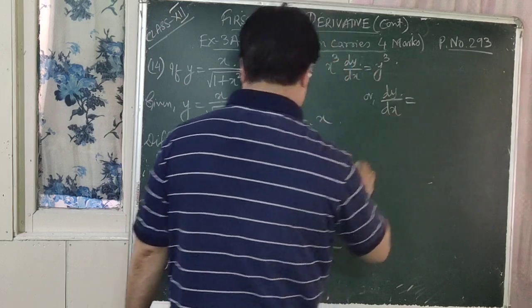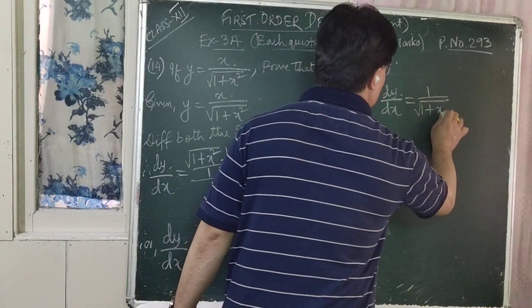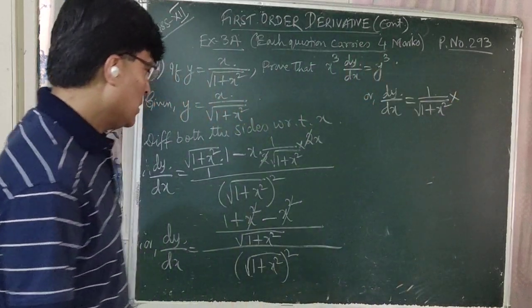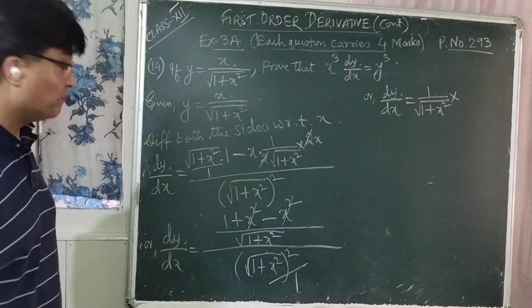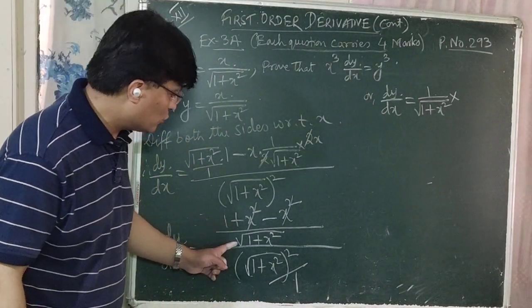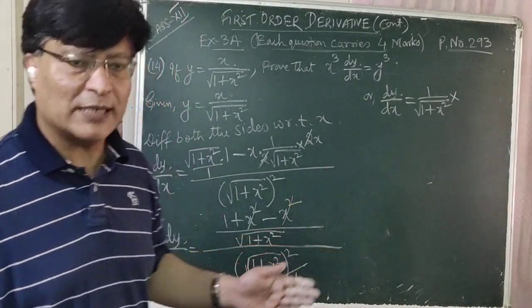So it is dy by dx is equal to, in the numerator we have 1 upon root over 1 plus x square into, now below denominator there is 1 again. So in the numerator it is 1 upon root over 1 plus x square. When this denominator goes up in the numerator, it becomes upside down.